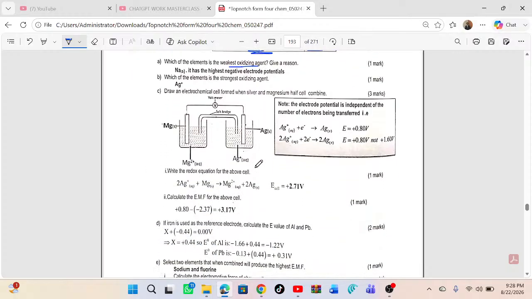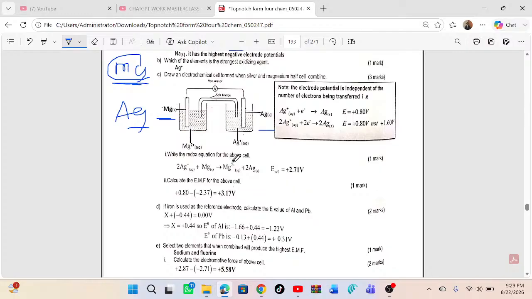Then another thing is: draw an electrochemical cell formed when a silver and magnesium cell is combined. So tuko na magnesium and tuko na silver, argentum. So wakati tuko kwa reactivity series, magnesium is higher in reactivity series than argentum. So tulisema ile iko high in reactivity series, it will be drawn on the left, because hii itaenda oxidized. Then the other one will be on the right. Lazima tuonyeshe the salt bridge.